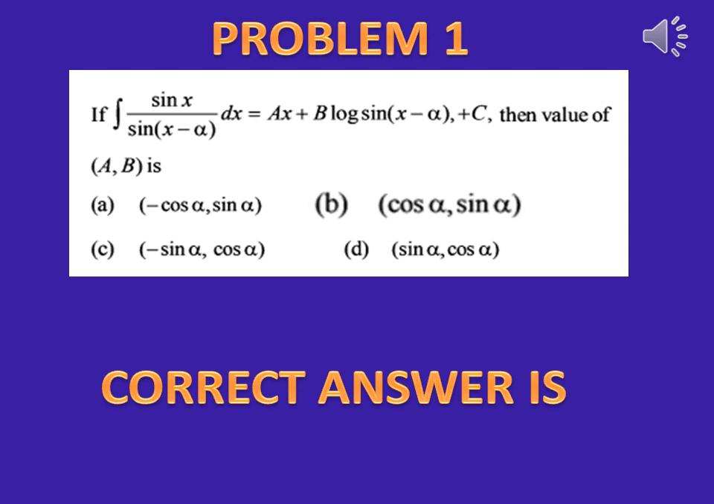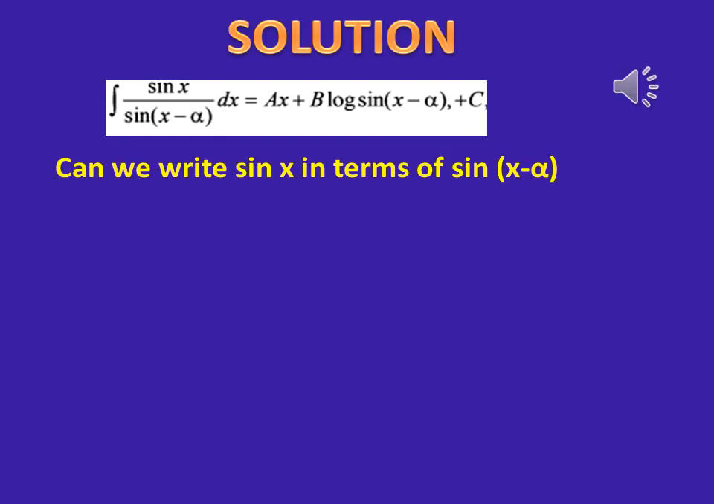Correct answer is option B. Did you get that? Let's see the solution. The right-hand side of the equation contains sine of x minus alpha. Also, the denominator contains the same term. So we will try to express sine of x in terms of sine of x minus alpha.